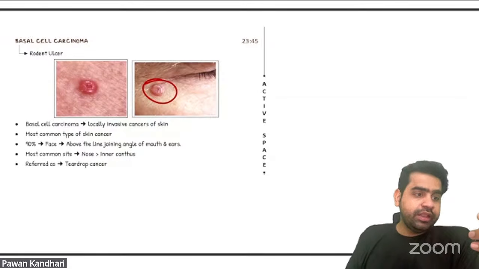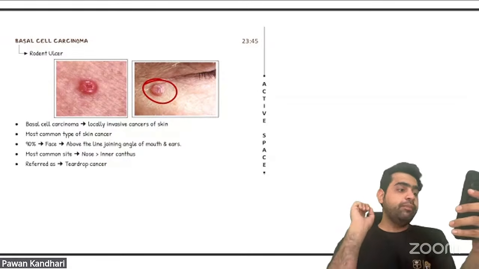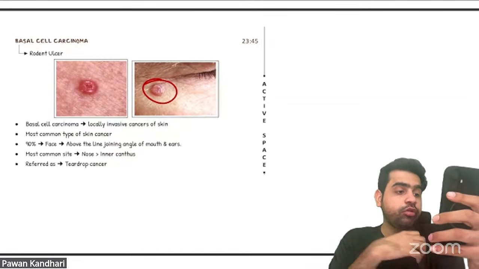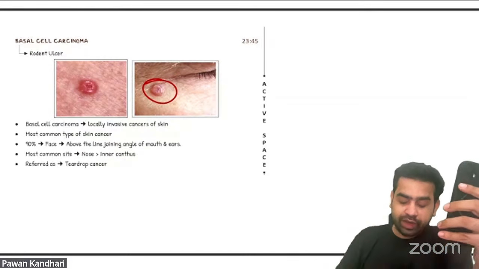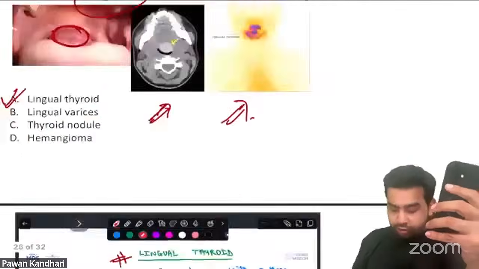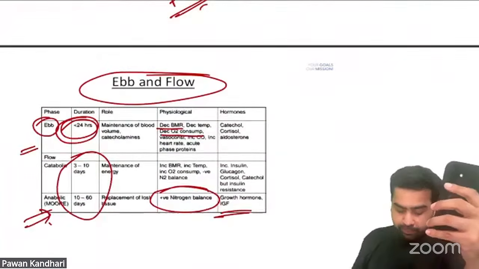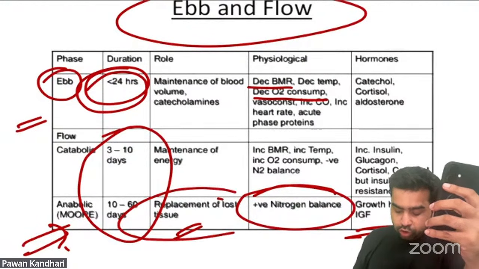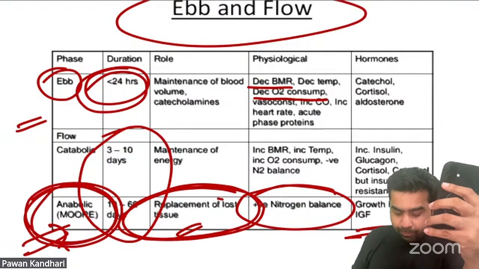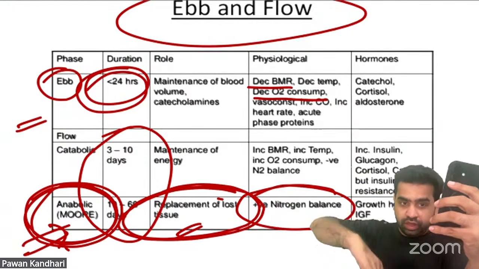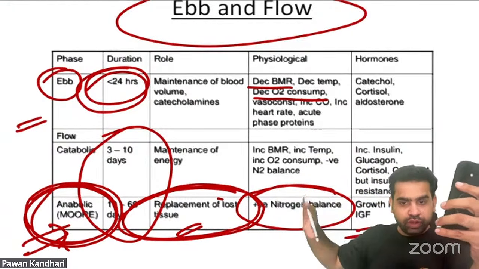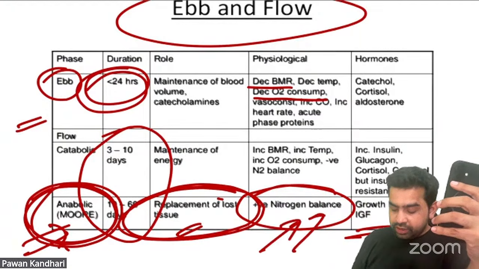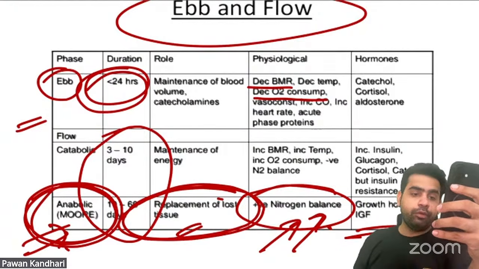Okay, protein synthesis in ebb flow. No, in the ebb flow, there is not going to be protein synthesis. There's going to be a conservation of the energy. It's going to be a negative nitrogen balance. Let me come back to this particular ebb flow. In this, what is happening? There is a breakdown. So replacement of the lost tissue is going to happen in the anabolic stage, which is basically the flow phase. Flow phase is again divided into two phases. In that particular phase, there's going to be the anabolism or the protein synthesis or the positive nitrogen balance over here.